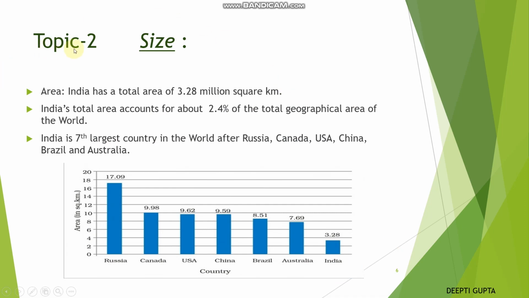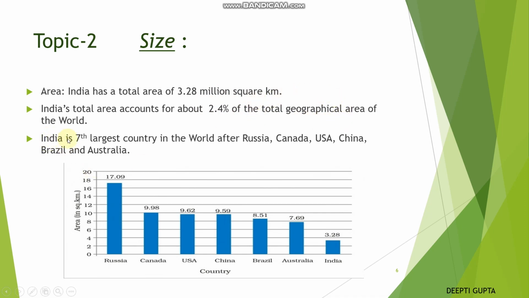Now coming to topic 2, that is the size of India. Area wise, India has a total area of 3.28 million square kilometers. It's not too small, it's very big. India's total area accounts for about 2.4% of the total geographical area of the world. So, in the world it occupies 2.4% of the total geographical area.